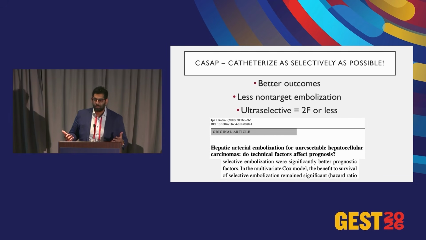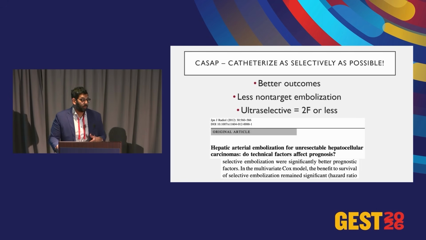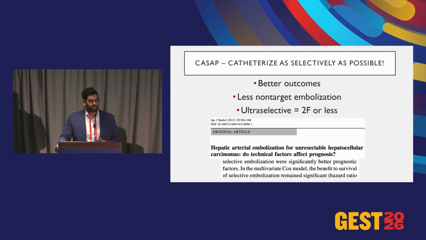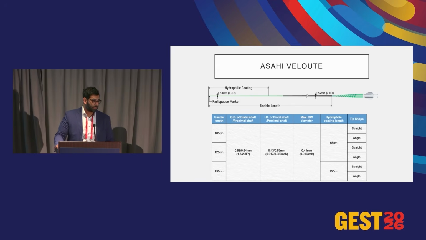So, we all talk about ALARA, right? That's a radiology thing. And so this has been coined CASAP, or catheterize as selectively as possible. I'm very curious if Oz is going to like this acronym or not. I haven't shown this to him before, but we'll see. But we know this, right? Better outcomes, less non-target embolization, and really in that era of ultra-selectivity, it's 2 French or less, right? And we are there, we have those tools. Looking at this particular article from the Japanese Journal of Radiology, selective embolization is specifically tied to optimized prognosis and survival, right? So again, we have data that supports this.